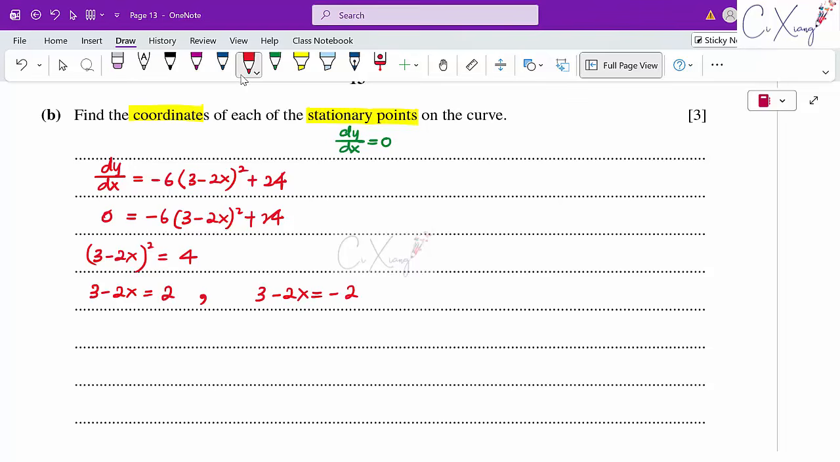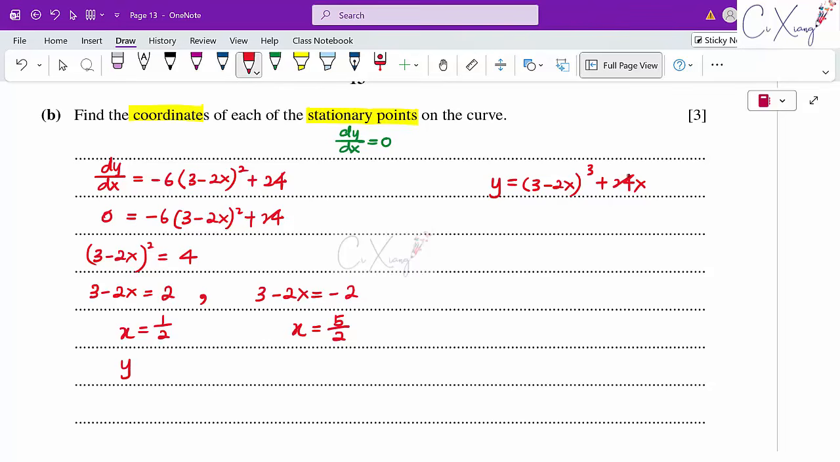So what is the value of x that I have here? 3 minus 2 is a 1, so I'm having x equals a half. Then x equals negative 2 minus 3, which gives 5 over 2. And they are asking for coordinates, therefore the y coordinate must be included as well. How to get the y coordinate from here? Just to recall back again, your y equation is (3 minus 2x) to the power 3 plus 24x. So how can you get the y coordinate? Substitute your x value into the y equation and you get the y coordinate easily.